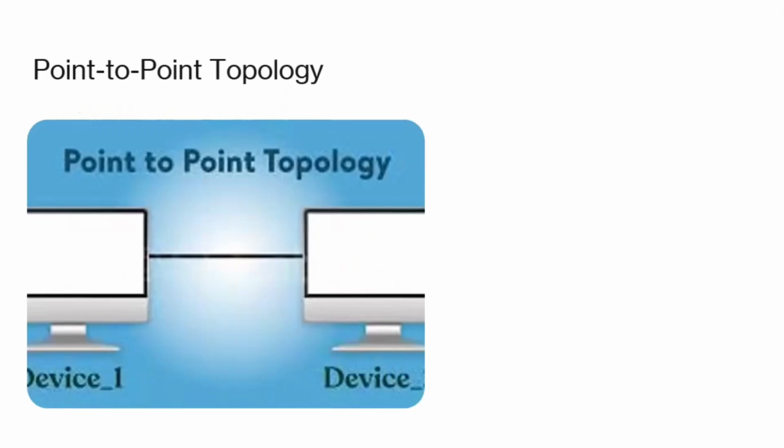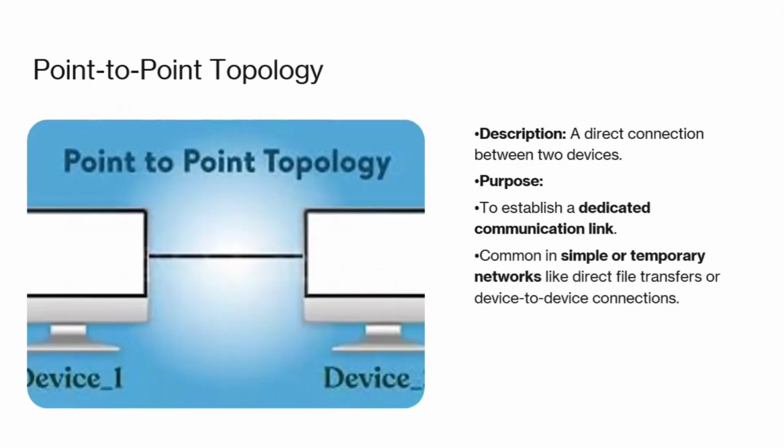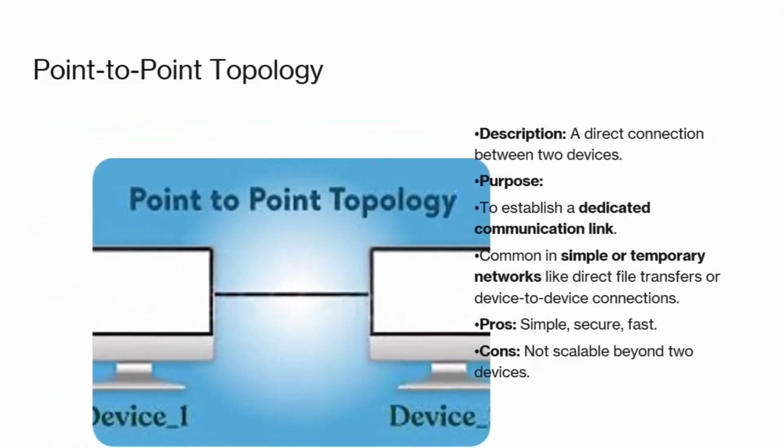The next one is a point-to-point topology. It is a direct connection between two devices, to establish a dedicated communication link. It is common in simple or temporary networks like direct file transfers or device-to-device connections. Its advantage is it is simple, secure, and fast. Its disadvantage is it is not scalable beyond two devices.